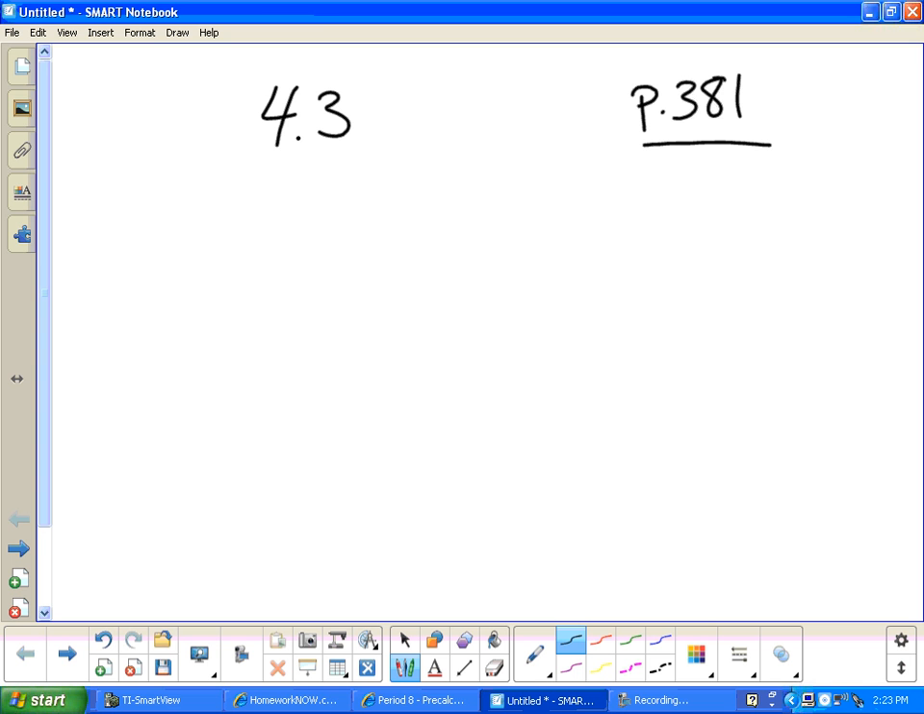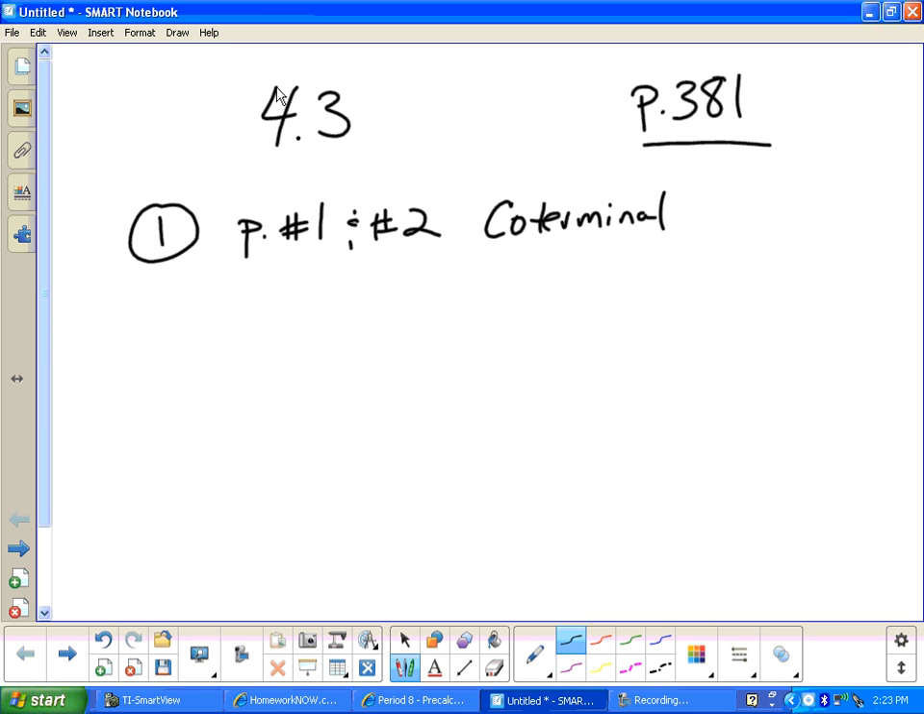All right. First topic on the quiz is from problem number 1 and number 2 on page 381. There will be a problem like that where you have to name coterminal angles. I'll actually read the quiz question to you, assuming I have it. Yeah, there it is. It goes something like this.